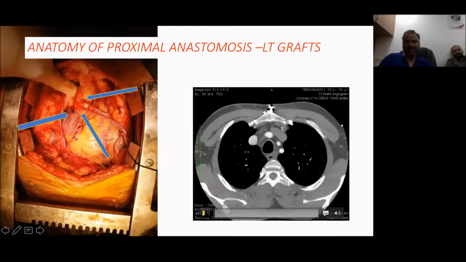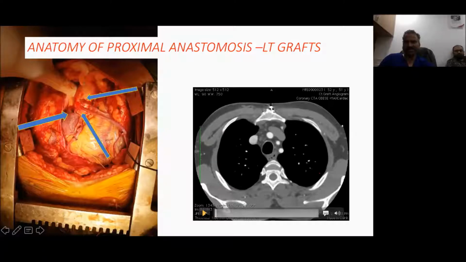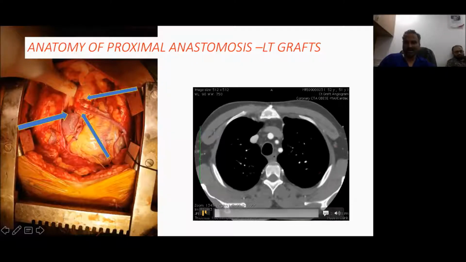I'm just showing a CT angiogram, a transverse plane of a CT angiogram. I'll play it and stop it and show the location of the grafts. In this patient, he had one left graft and one right graft. So I'll just play and show you.